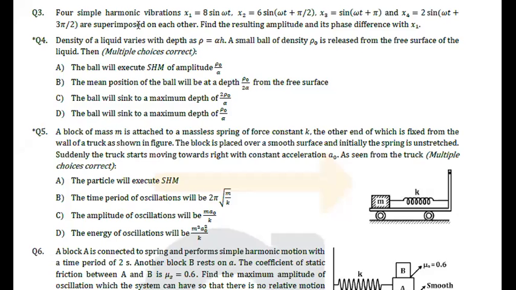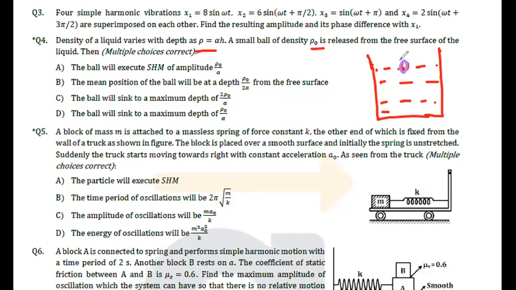So the density of liquid varies with depth. We know this already, yes or no? It is given. A small ball of density rho naught is released from the free surface of the liquid. Okay, so let us imagine what is given. So this is the liquid, and this small ball is released from the free surface of the liquid.